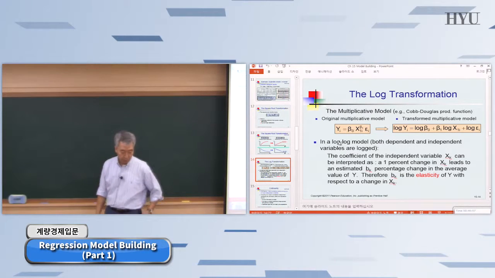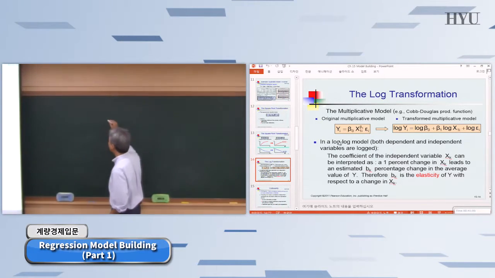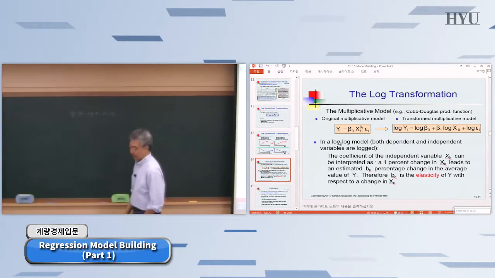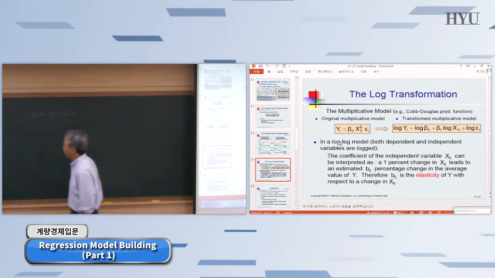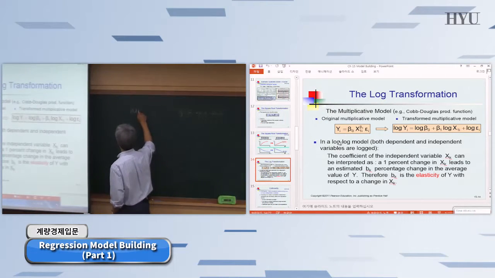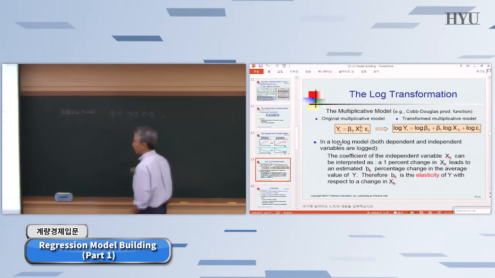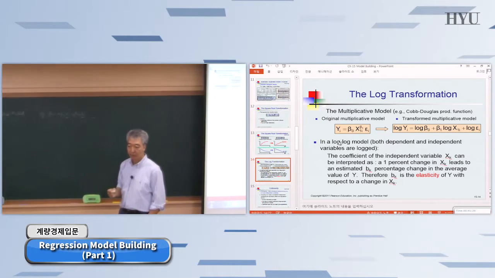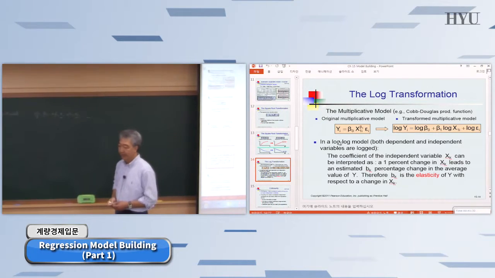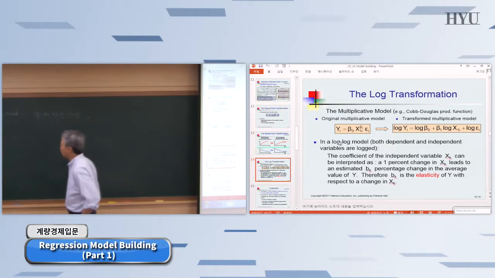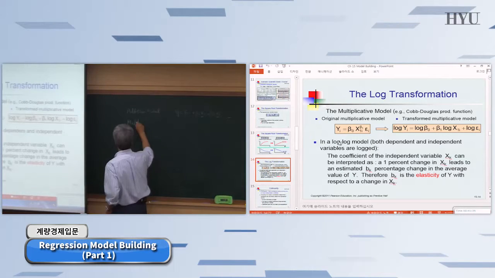So far, we've been talking about a model like this. Y is beta naught plus beta 1 x1 plus beta 2 x2 and so on. And this is what we call an additive model, because all the independent variables are added to each other. x1, x2, x3 are added. There's another type of model. It's called the multiplicative model.